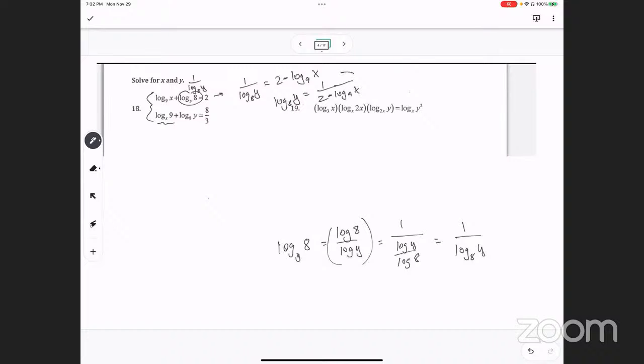So now I'm going to substitute this into here. So I've got log base x of 9 plus 1 over 2 minus log base 9 of x equals 8/3.